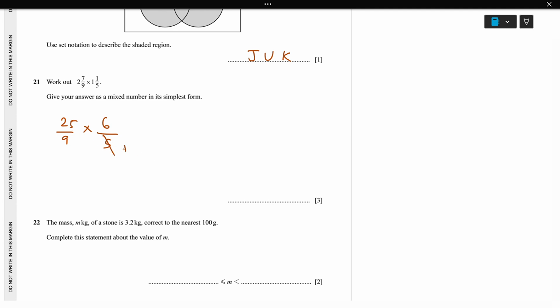This is 5 times table, 1 times 5, 5 times 25. So 3 times table, 3 and 2. So 5 times 2 is 10 over 3. 10 over 3. How many 3's are there in 10? 3 times 3 is 9. Left is 1. So 3 1/3 is the answer here.